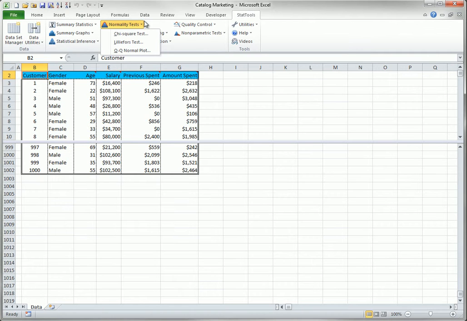The first two options run formal hypothesis tests, where the null hypothesis is that the variable is normally distributed. The QQ option is a more informal indication of normality or the lack of it. This video will illustrate these three options on the amount spent variable shown here.